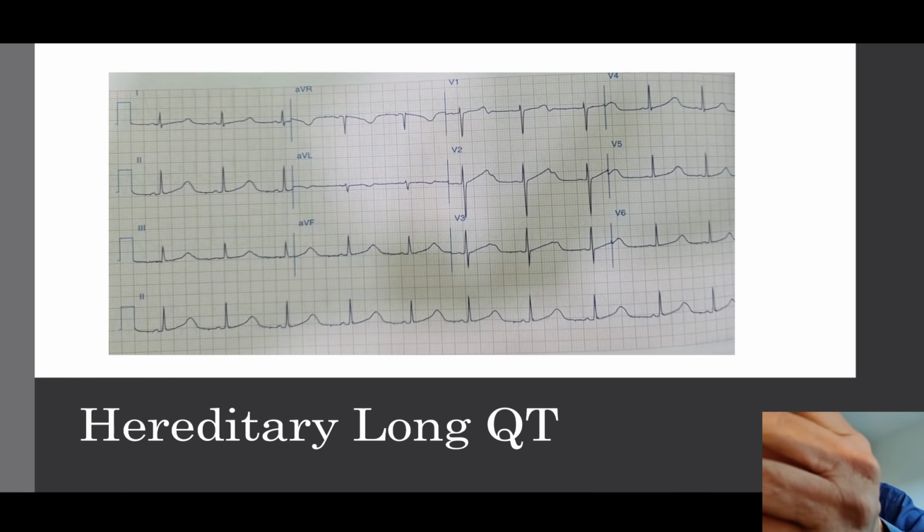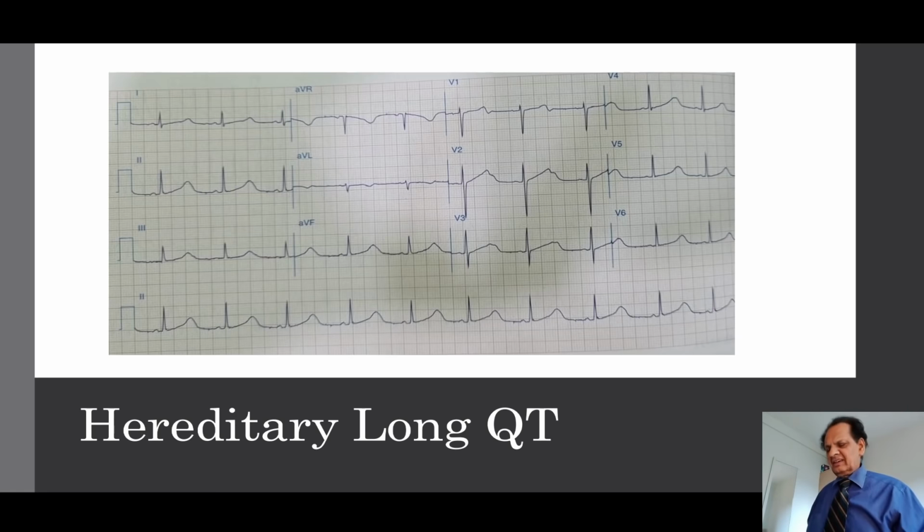Hereditary long QT, very prone for sudden cardiac deaths. This I have kept for you. What is the upper limit of QT? 0.45. For ladies this is 0.43. For males it is 0.43, it's the upper limit, and for females 0.45.